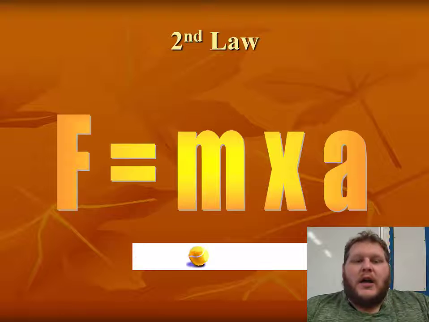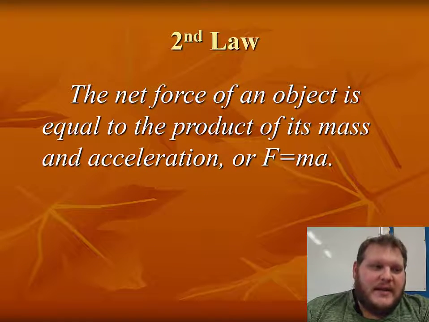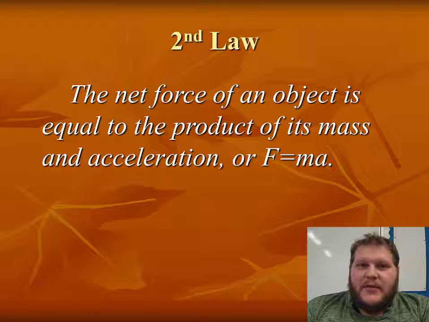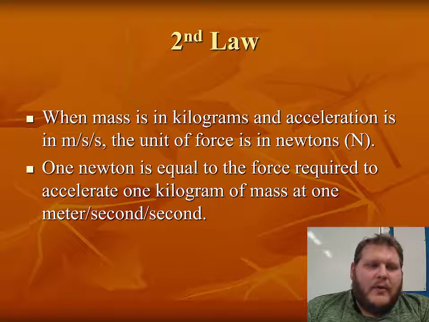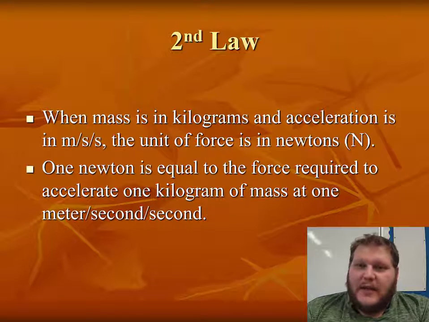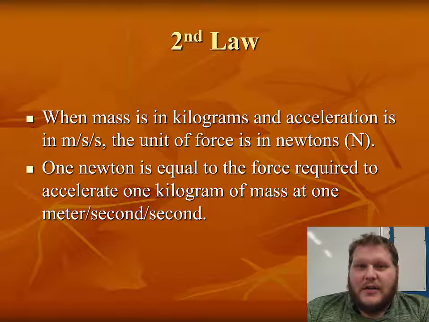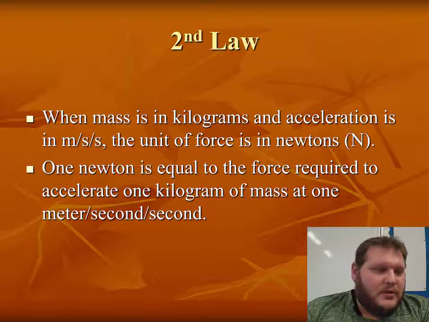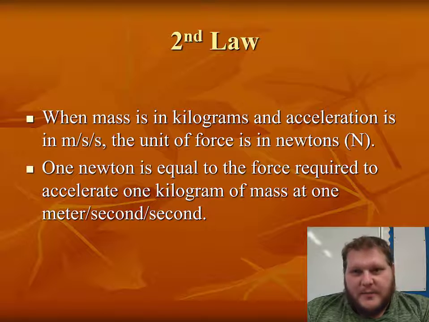So, Newton's second law is that force is equal to mass times acceleration, which is the product of the mass of the object and the acceleration that it is experiencing. When mass is in kilograms and acceleration is in meters per second squared, we already talked about that the unit of force is measured in newtons. That is our standard SI, scientific instrumental units. A newton is the force required to accelerate 1 kilogram of mass 1 meter per second per second.